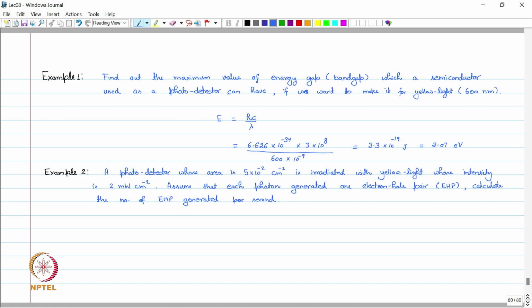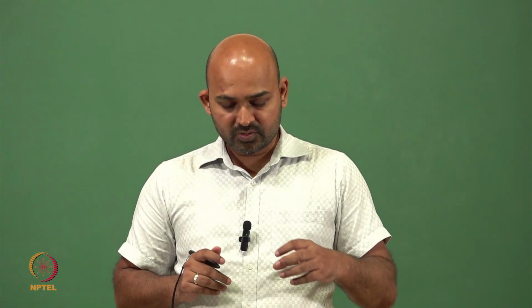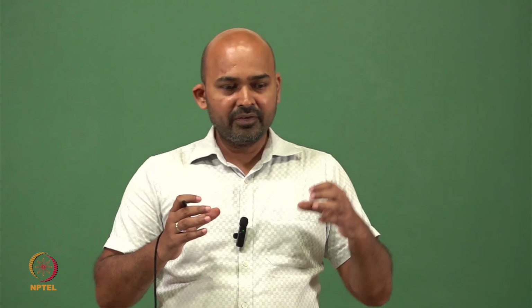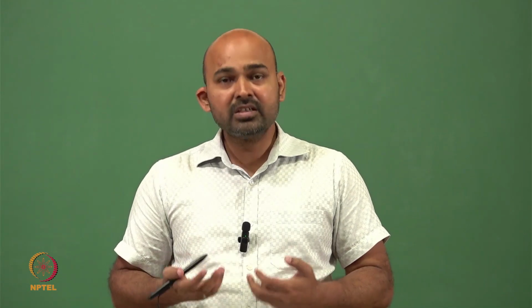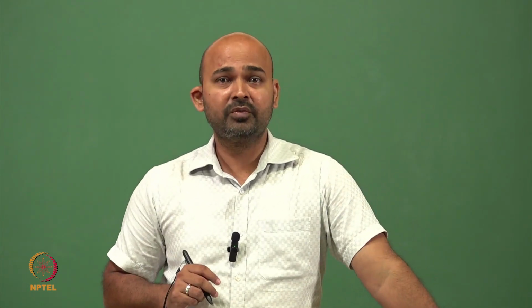So here is the example. We have a photodetector whose area is given as 5 into 10 to power minus 2 centimeter square, and we irradiate this area using yellow light, for which we already know the energy of the photon, and the intensity of this light is 2 milliwatt per centimeter square. So when we shine this area with this much intensity of yellow light, how many electron hole pairs are being generated per second? This is what we need to find out.